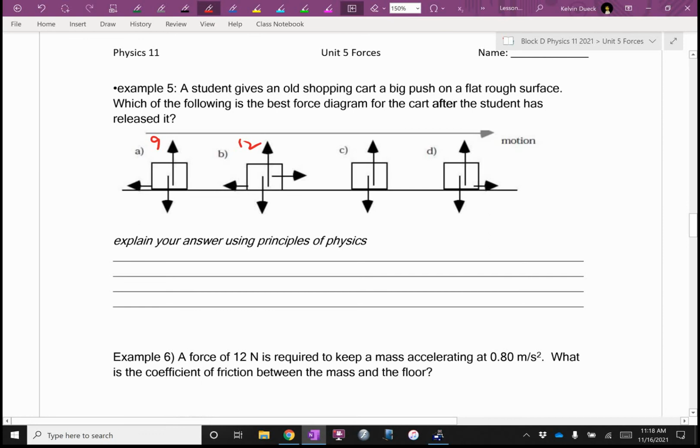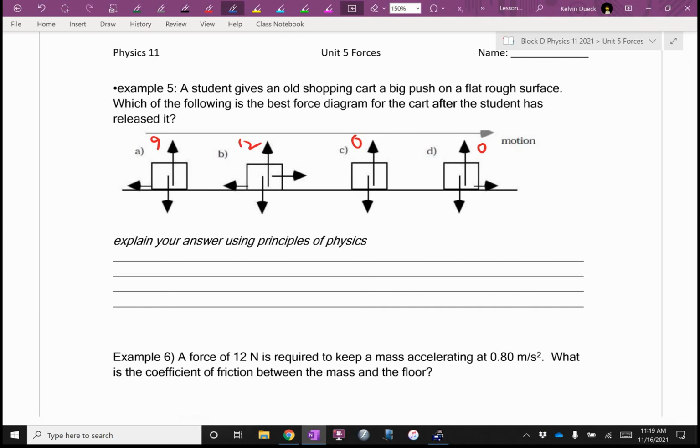C. No one? Really? Wow. It's got to be D, right? It's D. Convince me. What are you defending?